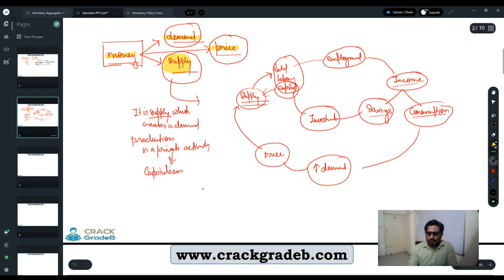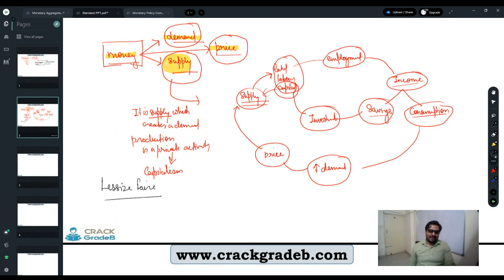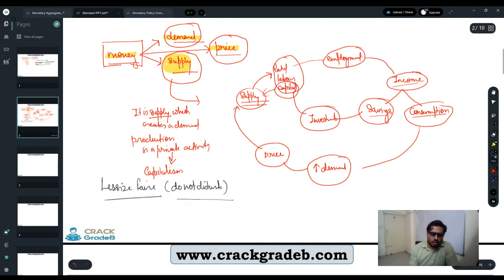So they said philosophically, you have to follow laissez faire. You have to follow laissez faire. It is a French term which means do not disturb. Do not disturb. So when they were asked by other people in what terms the country's government can boost supply, so that money, demand and price will be adjusted and this entire economic system can work, they simply said that do not disturb.